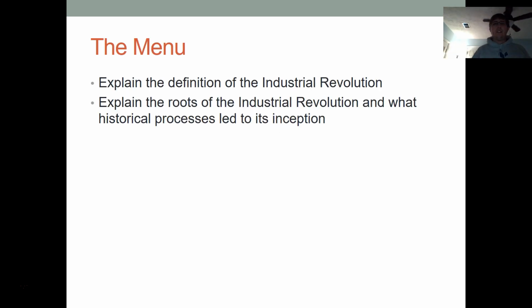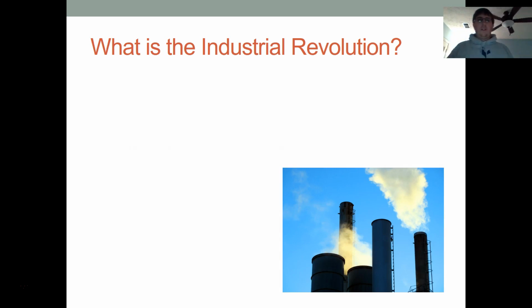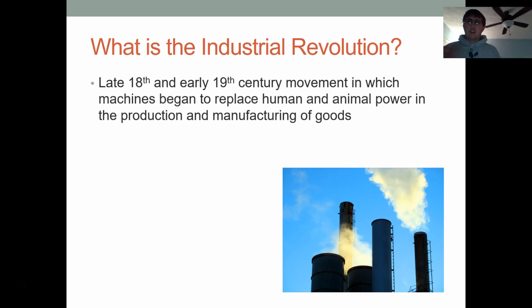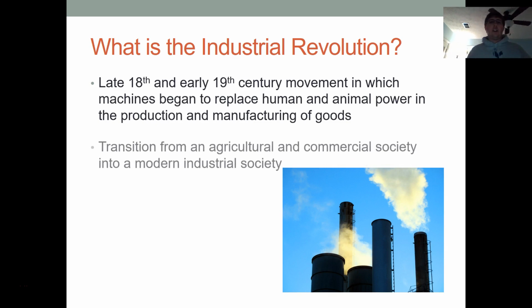So first of all, what is the Industrial Revolution? Chronologically, it's a late 18th and early 19th century movement in which machines begin to replace human and animal power in the production and manufacturing of goods. So quite simply, it is a revolution in the way products are made. Instead of human talent and animal power, now it's machine capability that will create goods.